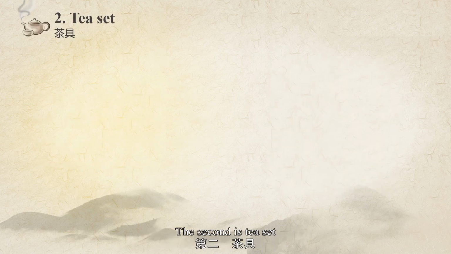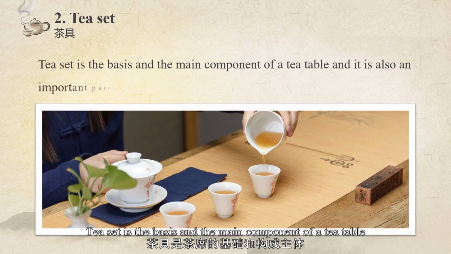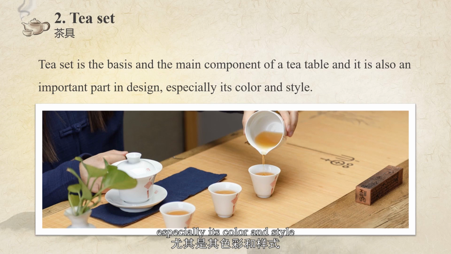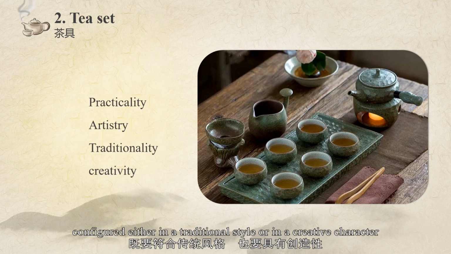The second is tea set. Tea set is the basis and the main component of tea table, and it is also an important part in design, especially its color and style. The combination of tea sets should consider both practicality and artistry, configured either in the traditional style or in the creative character.